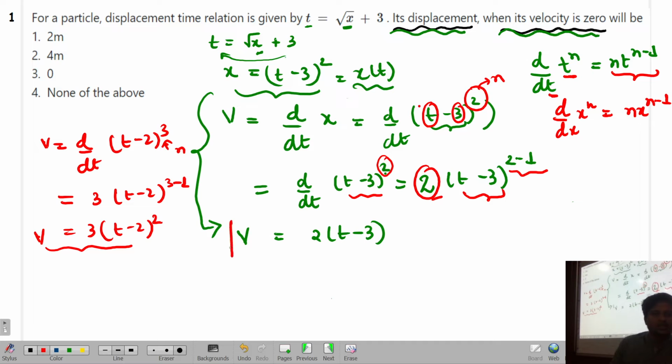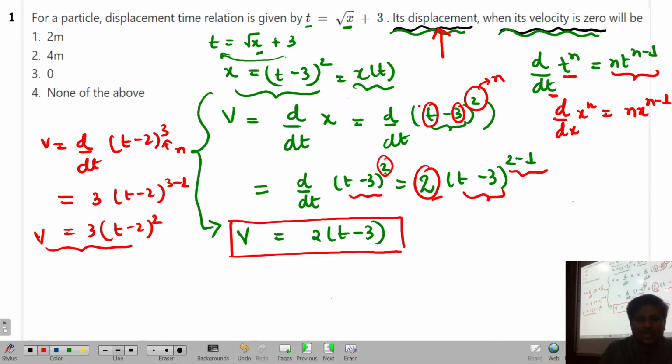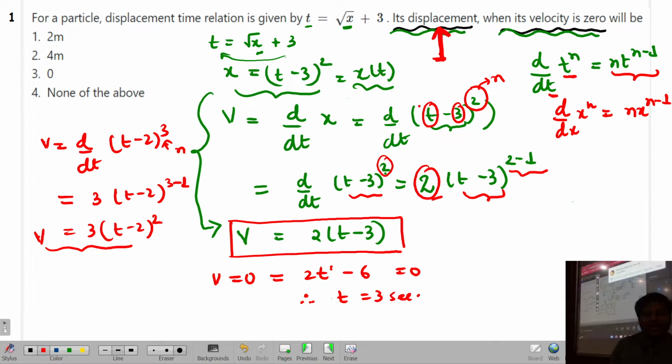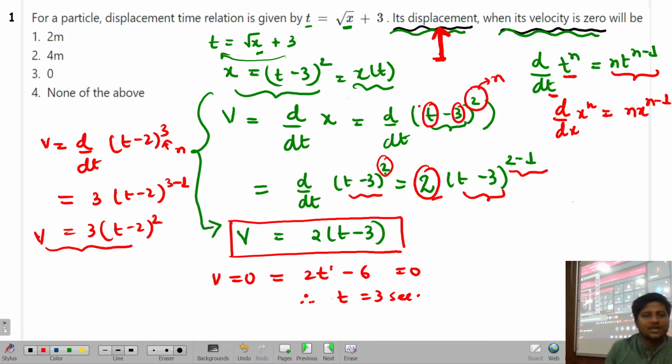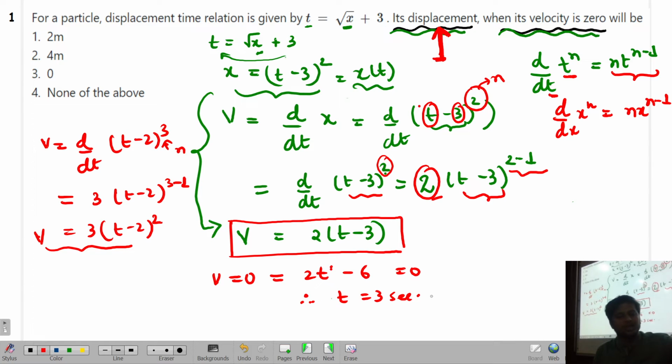Okay, so you got the velocity for this equation: velocity is equal to 2t minus 6. What it is asking is that you have to calculate displacement. But for what case? For when the velocity is 0. So first find where the velocity is 0. I'll put velocity equal to 0. That means 2t minus 6 should also be equal to 0. So t is equal to 3 seconds. At t equal to 3 seconds, the velocity of the particle becomes 0.